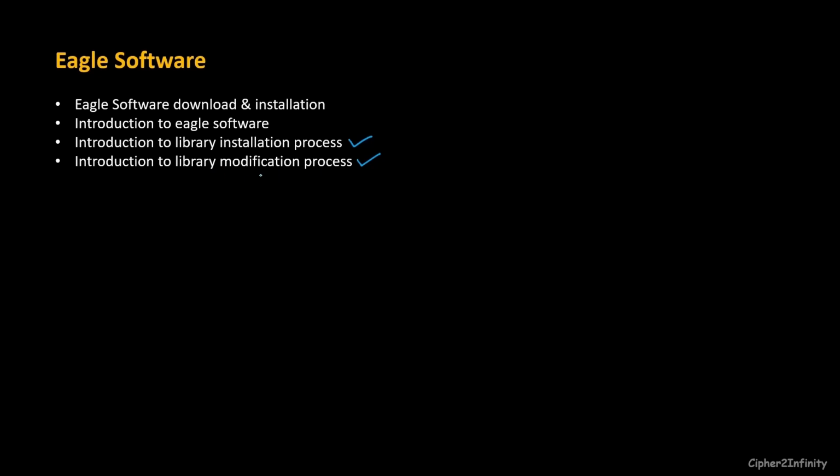In this lecture, I am going to show you how we can modify the library as per our requirement. I told you that whenever we install a third-party library, it might happen that the symbol and the footprint may be in some other way, or we might not be happy with them. In that case, we may need to make changes in the symbol and in the footprint. How to do the changes in the symbol and in the footprint, I'm going to explain in this lecture. So let's start with the Introduction to Library Modification Process.